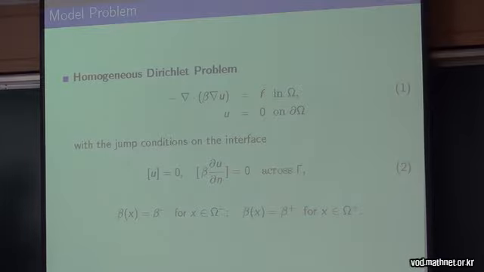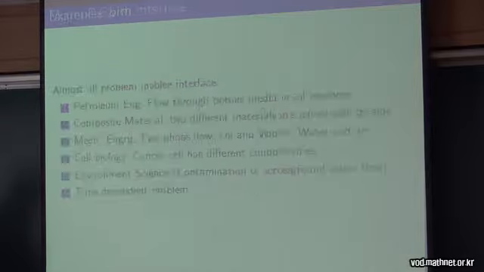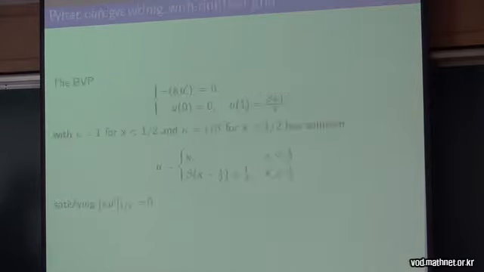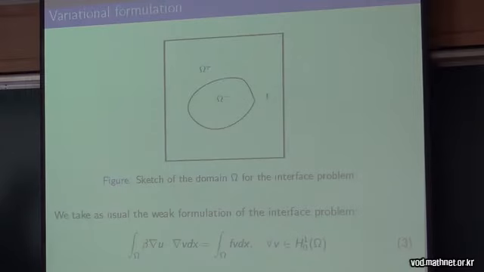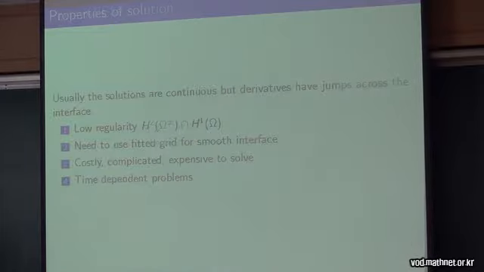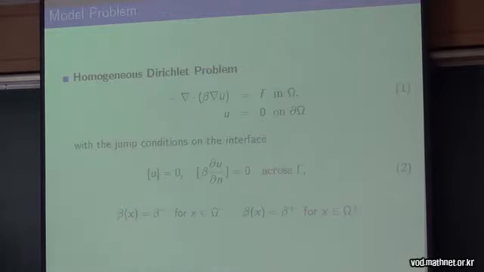I have the domain here. Where is the domain? I forgot. Okay, this is the domain. Inside is omega minus, outside omega plus. The interface is denoted by gamma. And naturally, this is a flux condition, a natural flux condition. And for simplicity, we assume beta is piecewise constant. So beta is discontinuous across gamma.